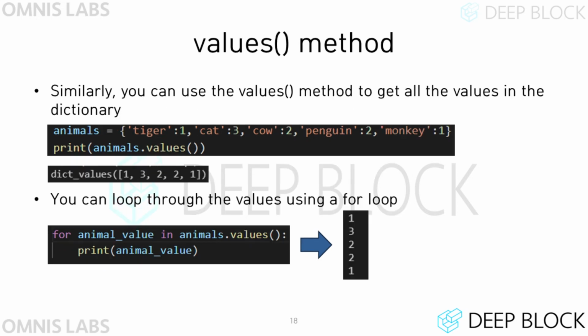Similarly, you can use the values method to get the values that exist as values in a dictionary. The return value is a sequence type that can be traversed through a for loop, and it can also be cast to a list.